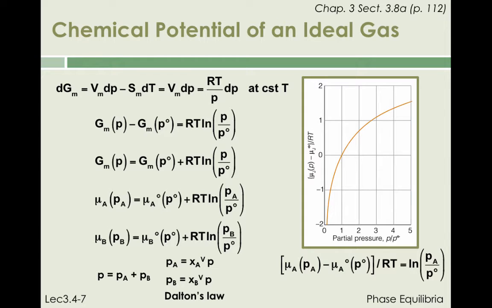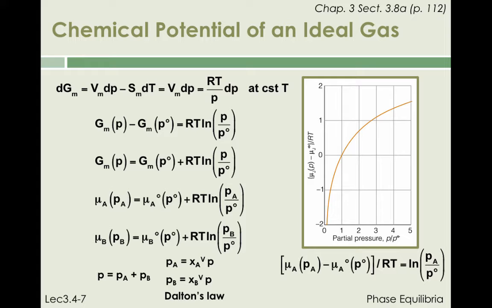The variation of mu for component J in the vapor phase at temperature T and partial pressure P sub J minus mu standard in the vapor phase at T and P standard for that same component J, divided by RT, as a function of the ratio Pj over P standard, is shown on the graph plotted on the right hand side. Note that when Pj over P standard equals 1, that is when Pj equals P standard, then mu j minus mu j standard is equal to 0. That is, the chemical potential of species J is equal to the standard chemical potential, as expected.